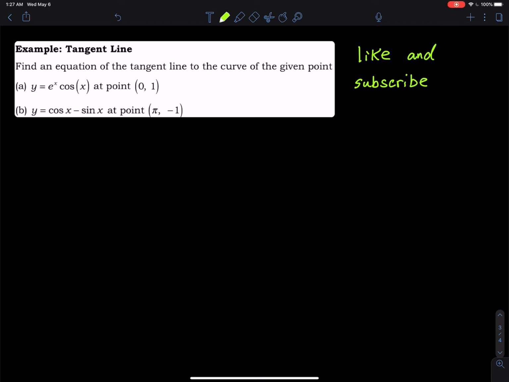Alright, in this part we are going to discuss tangent lines, and also this part is about taking derivatives of trig functions. Find the equation of the tangent line to the curve at the given point. So let's review the concept a little bit. What is the tangent line? Let's say you have a function.